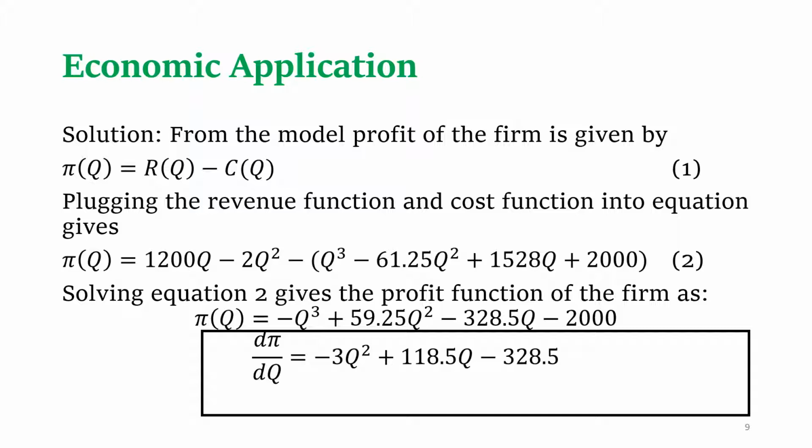So we now have an equation for the derivative of pi with respect to q, giving us minus 3q squared plus 118.5q minus 328.5. So that is the derivative. That is simple. And this is what we're going to be doing to find the optimal values. Find the points where the producer or the farm maximizes profits.